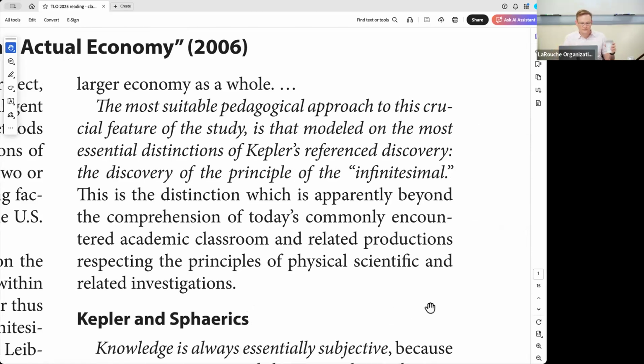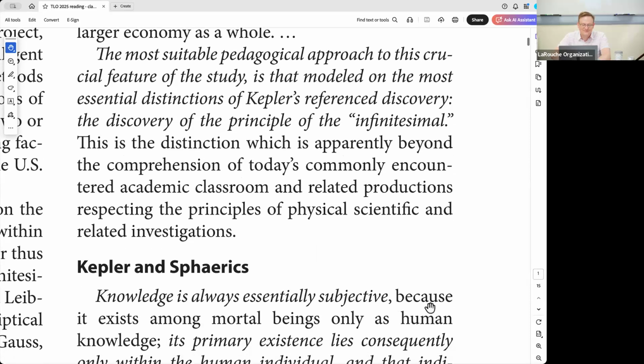The most suitable pedagogical approach to this crucial feature of the study is that modeled on the most essential distinctions of Kepler's reference discovery, the discovery of the principle of the infinitesimal. This is the distinction which is apparently beyond the comprehension of today's commonly encountered academic classroom and related productions respecting the principles of physical, scientific, and related investigations.